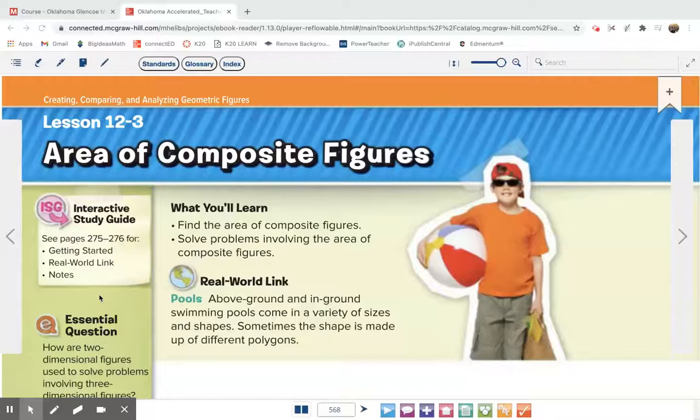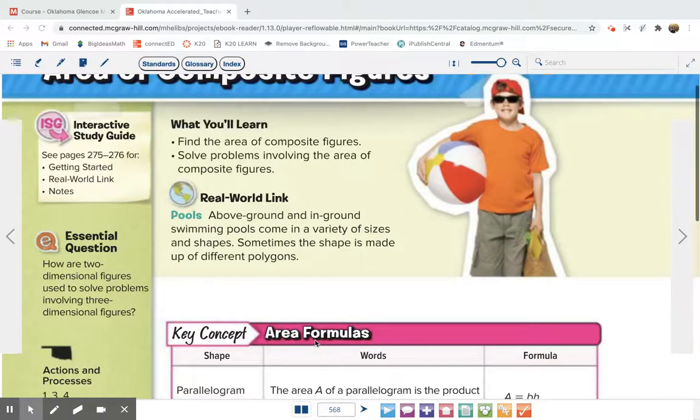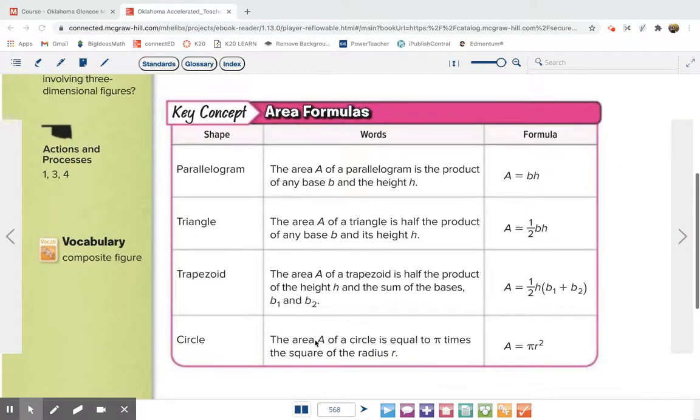Okay, this is lesson 12-3 and 4. We're going to combine two of them because they go together. 12-3 is area of composite figures. 12-4 is 3D shapes. So you could put 12-3/4, area of composite figures, and 3D shapes. Okay, so the first thing you're going to need to do is write this down.